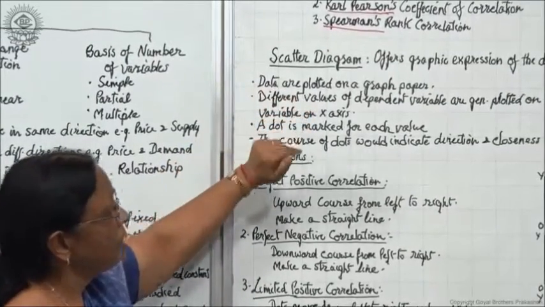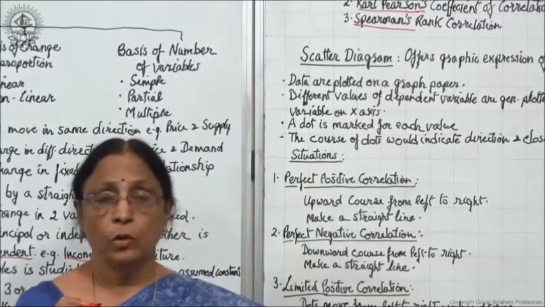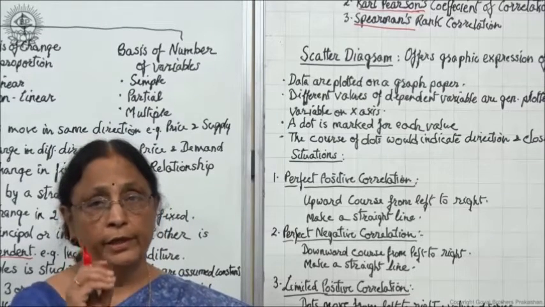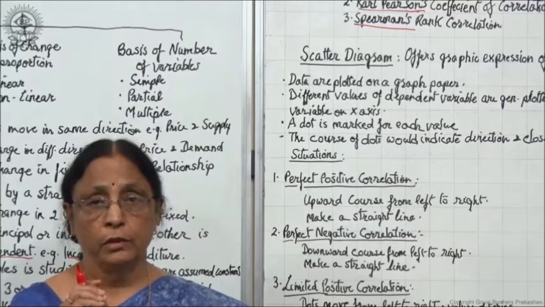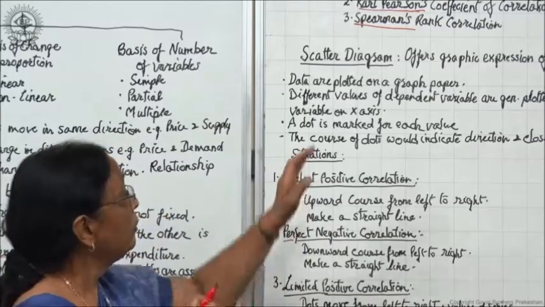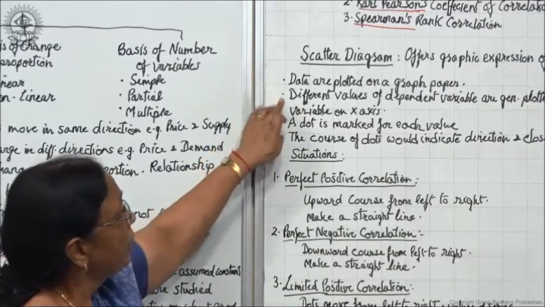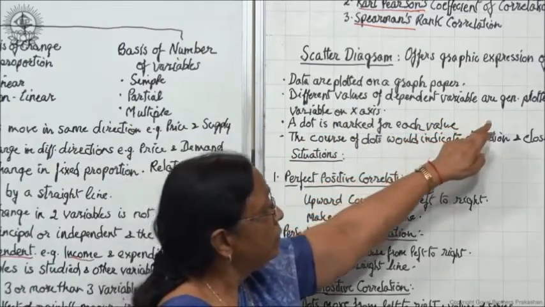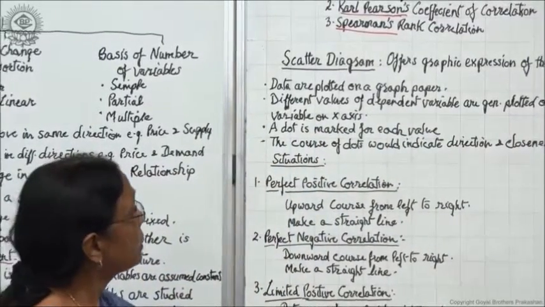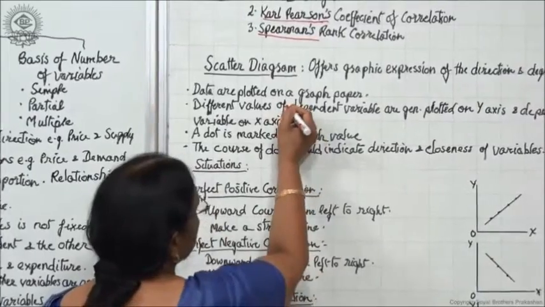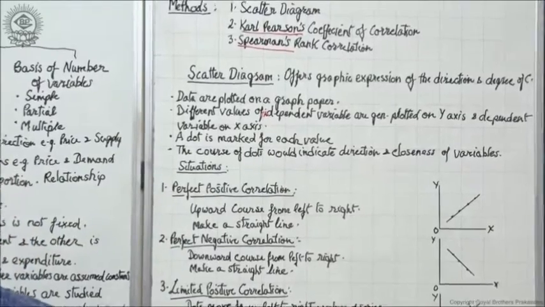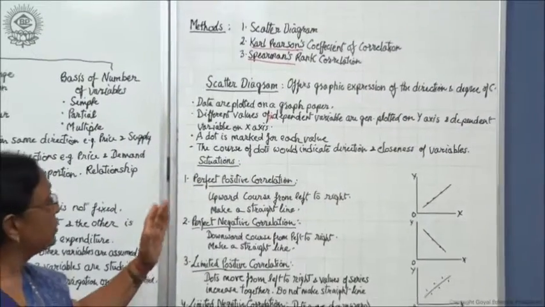Data are plotted on a graph paper. The variables are given to you. On the basis of given variables, we plot the data on the graph paper, and data is plotted in the form of dots, right? We will read the variables, we will match the dots, and we will plot the dots on the graph paper. Different values of the independent variable are generally plotted on the y-axis and the dependent variable on the x-axis, right? This is a general pattern.